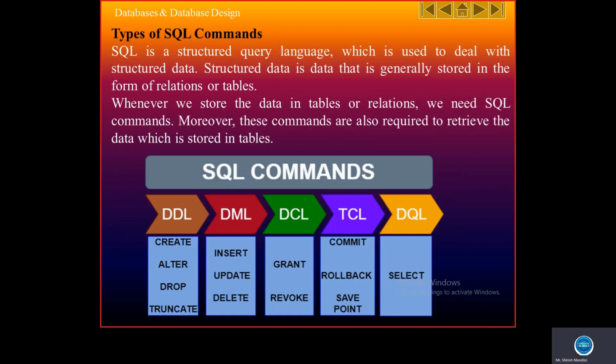Now types of SQL statements. SQL is a structured query language, which is used to deal with structured data. Structured data means data generally stored in the form of a relation or table. That's why it is known as structured data. Now there are SQL commands DDL, DML, DCL, TCL and DQL. These are some categories of SQL commands. We will discuss them in the next chapter also.